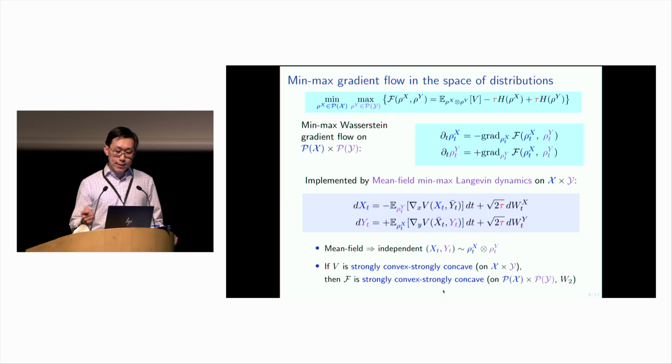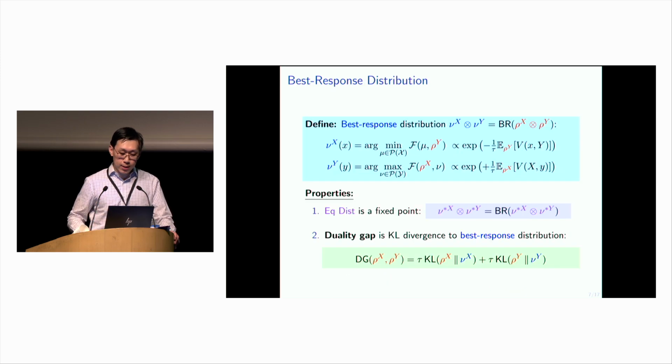And then we can expect the min-max gradient flow to converge exponentially fast, and that's what we show. But to state the result, we need the following notion, what's called the best response distribution. So if we have some distributions, rho x and rho y, we define the best response distribution, nu x and nu y, to be the following.